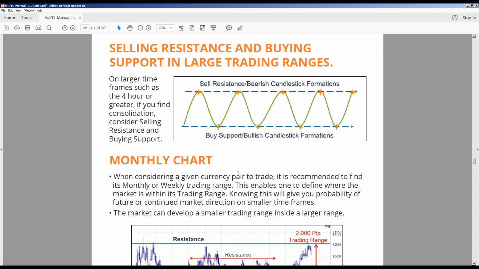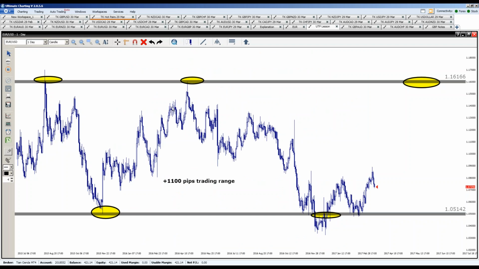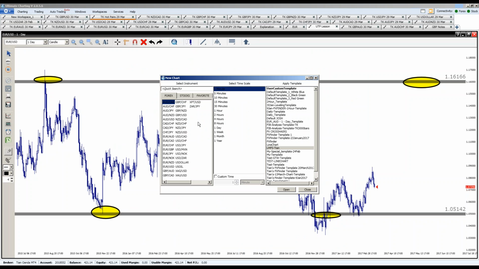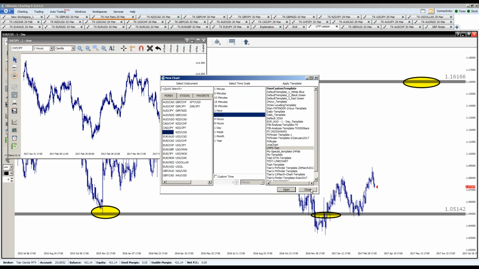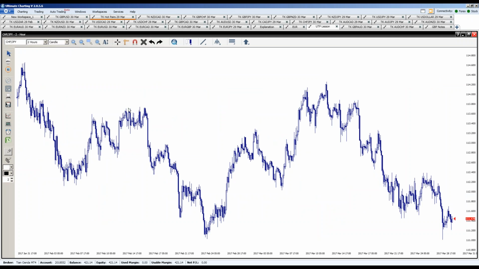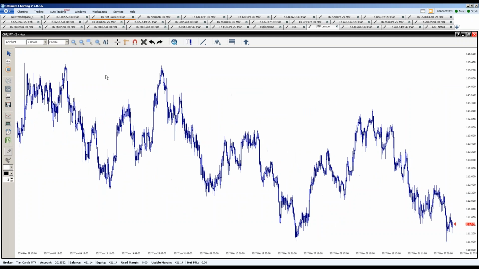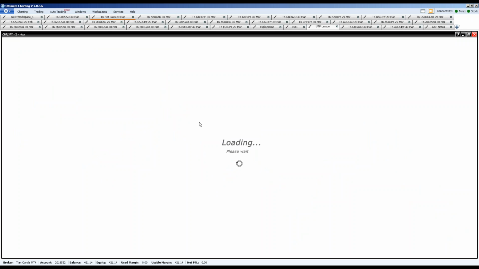For instance, if you want to sell resistance, wait for a bearish candlestick formation at resistance, and then you can look for a sell, or wait for a bullish candlestick formation at support, and then you can look for a buy. To give you an example, we do have a trading range on the Swiss yen, as far as I recall. Let's have a look at this one. Right, we might as well open up that one on a 4-hour chart so we can see the whole range.